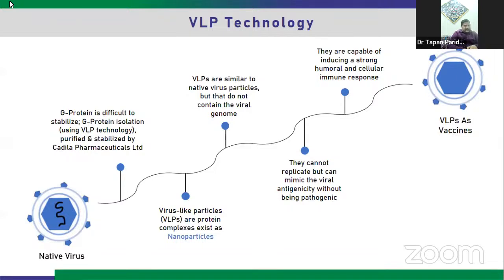Virus-like particles are protein complexes. This is the virus-like particle, not the viral genome. So the adverse effects may be minimal for this. They cannot replicate, but can present viral antigenicity without being pathogenic. They are capable of inducing strong humoral response.